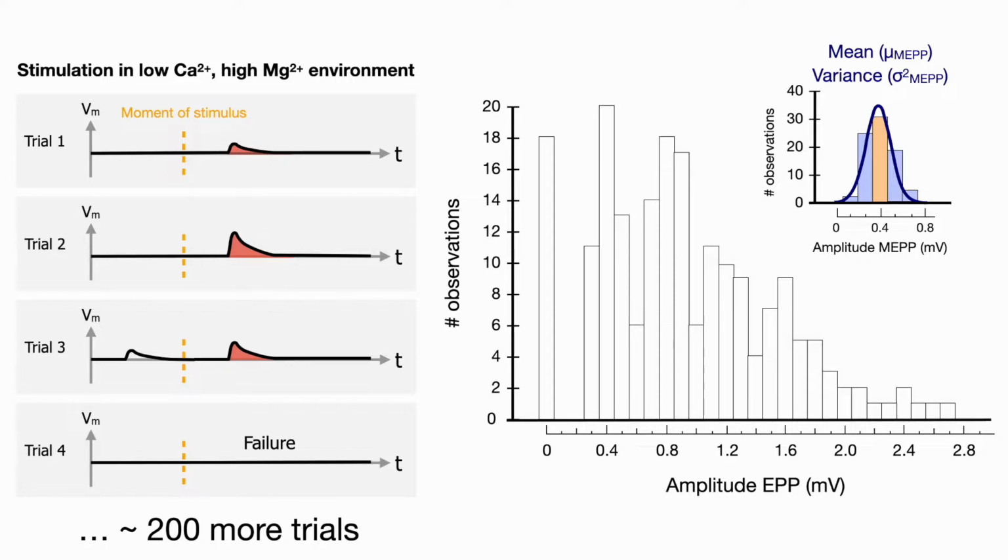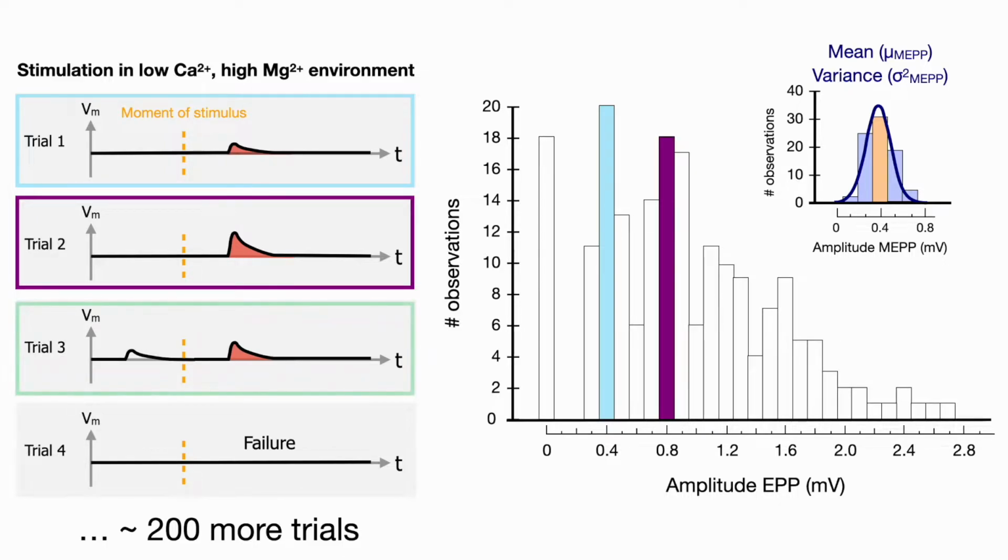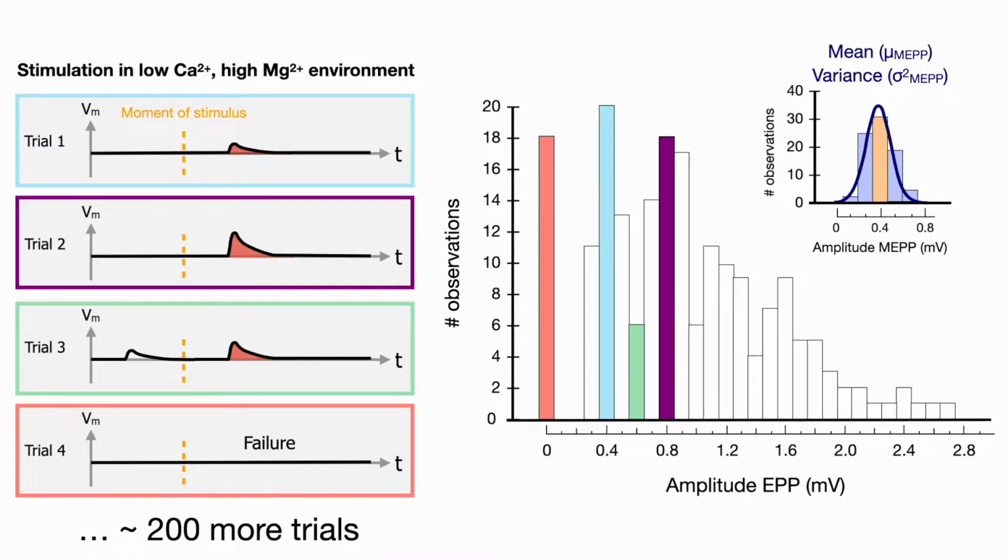Now, to get acquainted with the bigger histogram, let's see how the 4 trials we have fit in the graph. In the first trial, we have a single EPP that has the exact same magnitude as the MEP. If we assume our MEP has a magnitude of 0.4 millivolts, then our first recording would go in this column. In our second trial, we have an EPP that is about twice the size of the MEP and thus goes in this column. In the third experiment, the EPP is a bit bigger than the MEP, but not twice as big, and thus would go in between 0.4 and 0.8 millivolts. Finally, our fourth trial is a failure and goes in the failure column at 0 millivolts.